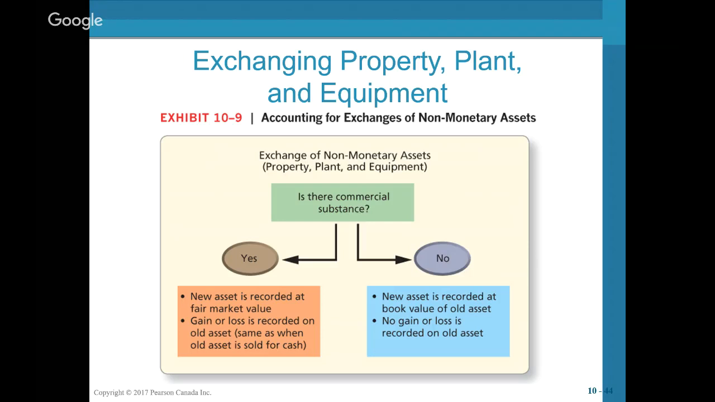In our class, and generally, we're going to assume that the transactions have commercial substance, and what that really means is that there's a change in our cash flows as a result of getting this new asset. Okay, so maybe we're exchanging an old car for a brand new car, right? And this new car is going to be a lot better than the old one, or something along those lines.